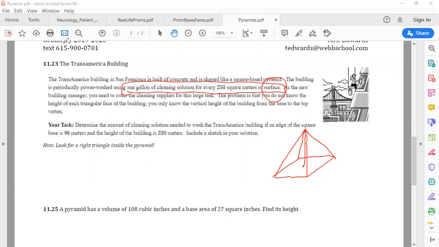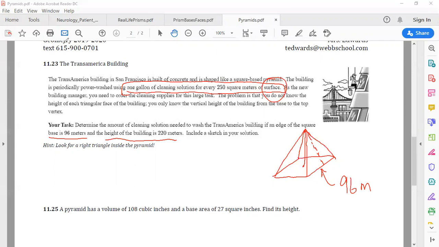The problem is that we don't know the slant height of our triangles. We only know that the height of the building is 220 meters and the edge of the square base is 96. So that one's easy, 96 meters, and it's a square, so all the way around 96 meters. But how are we going to find the slant height?